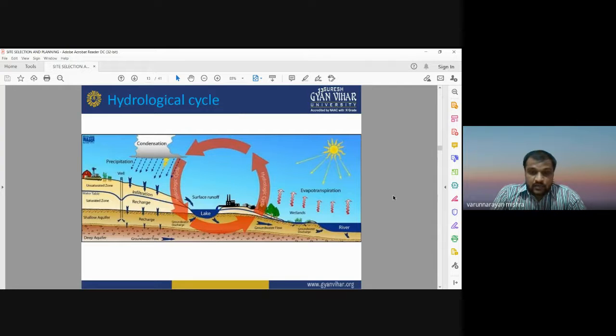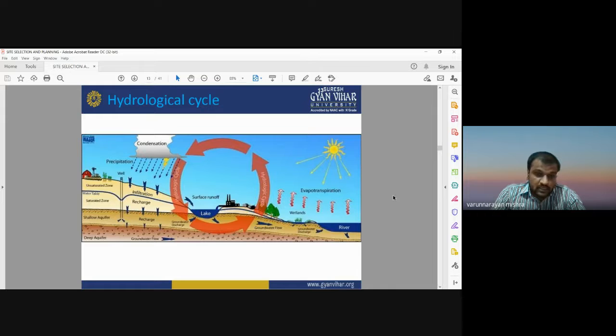Hydrological cycle is also an important factor when we talk about any kind of construction. You have to check the availability of water resources, and you have to check the availability of underground water. These are very important factors, because water is an essential amenity for any living organism. So the hydrological cycle is also important.